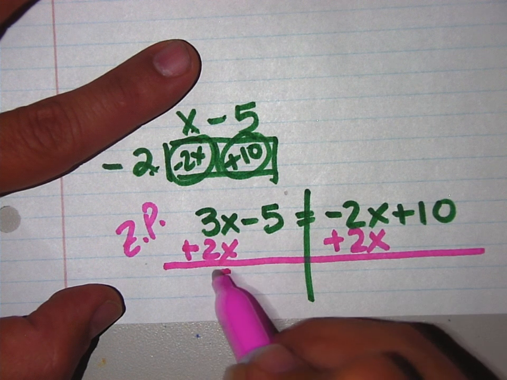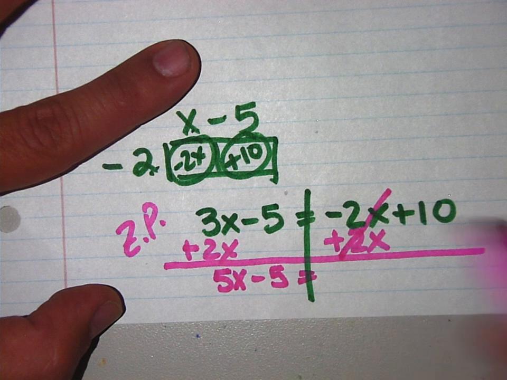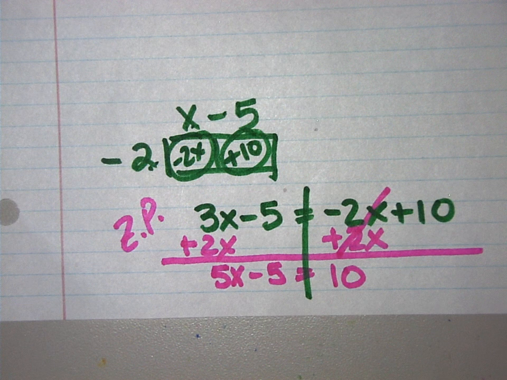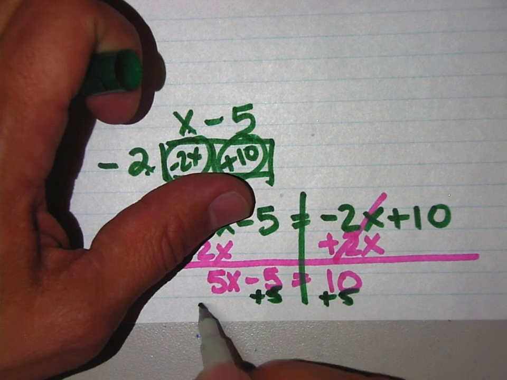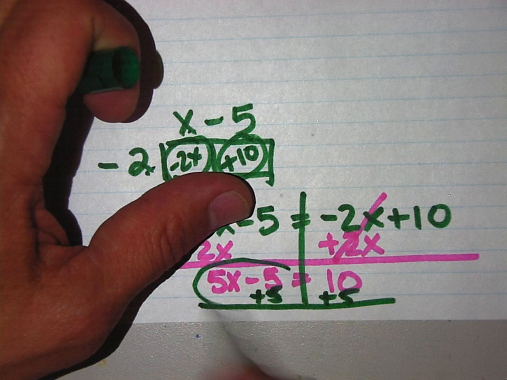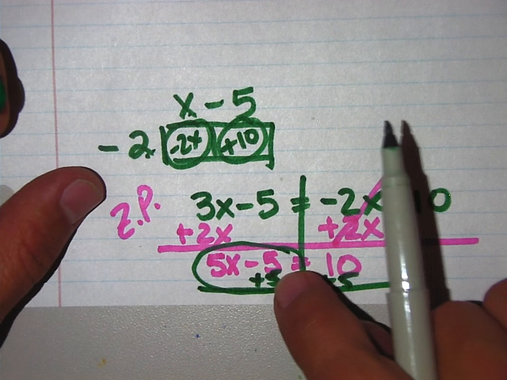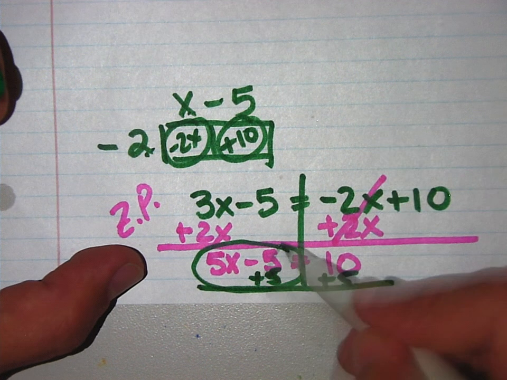3x plus 2x is 5x, minus 5 equals 10. Now what do I do? You drop down the positive 10. So add 5, because you want to isolate the variable one step at a time, and you need to get rid of the constant. So zero pairs, that's plus 5.